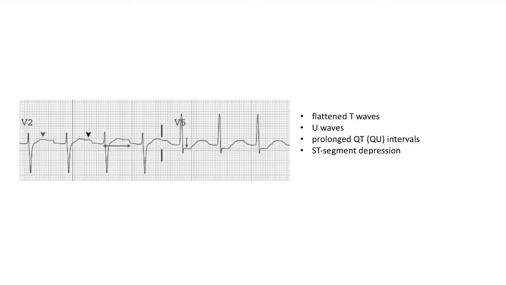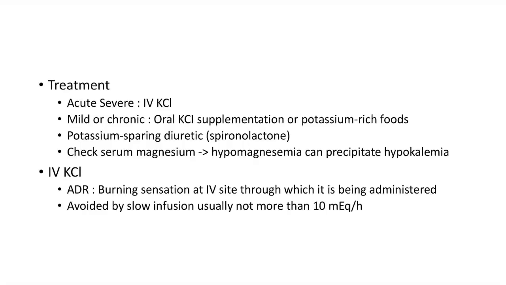This picture shows the ECG findings in a case of hypokalemia. As you can see, there are flattened T waves, there are U waves, there is prolonged QT interval, and ST depression. Now let us see about the treatment of hypokalemia. For acute severe cases, we can give intravenous potassium chloride. For mild or chronic cases, we can give oral potassium chloride supplementation or potassium rich foods.